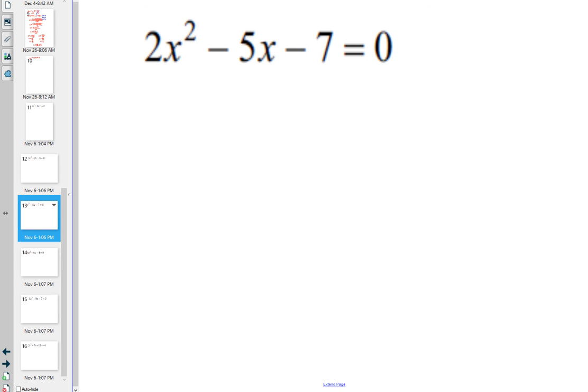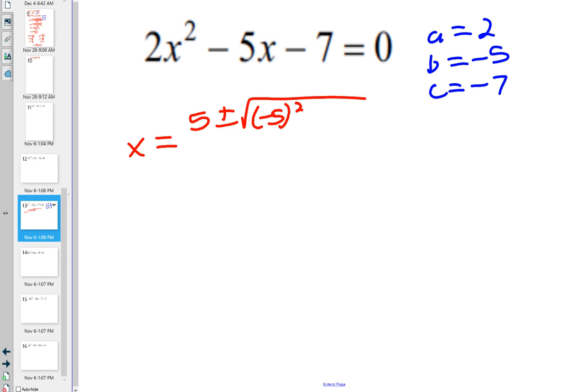Let's solve this one. Find this one on the first step. Yeah, and that's already done for you. So A, B, C: A is 2, B is negative 5, C is negative 7. So let's solve. x is equal to, if b is negative 5, then I'm going to write 5 plus or minus the square root of negative 5 squared minus 4.